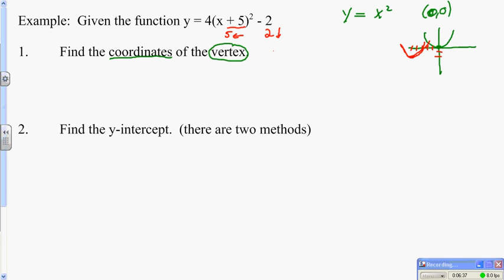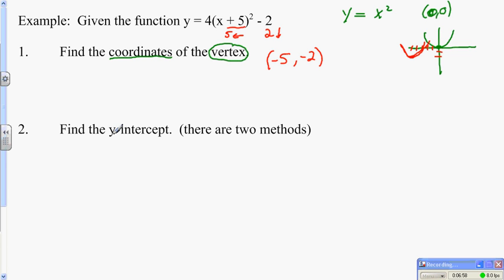So our new vertex is negative 5 because it went left 5, negative 2 because it went down 2. So it's actually quite easy to find out where the vertex is located when the function you're starting with is in vertex form.